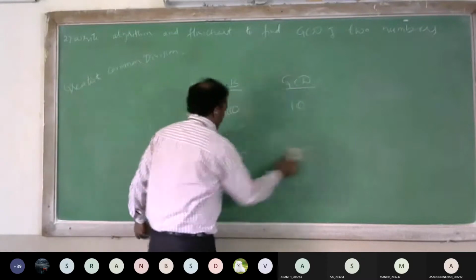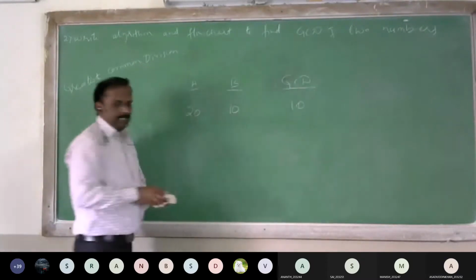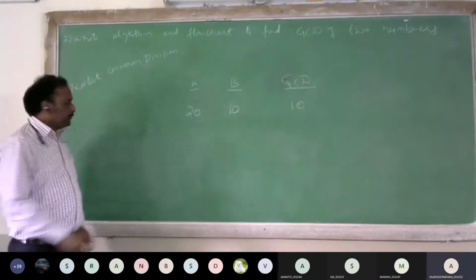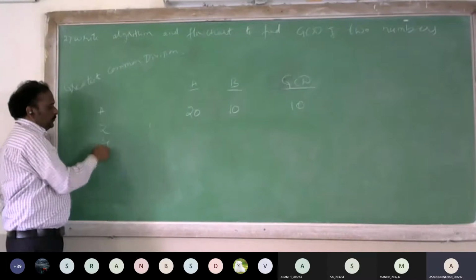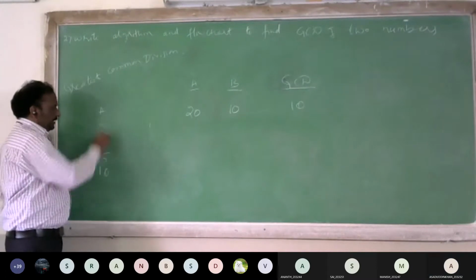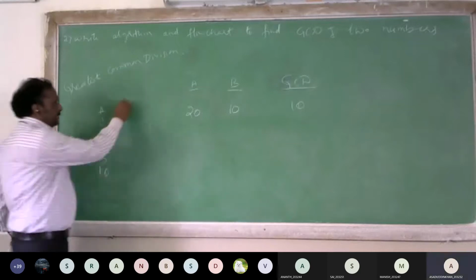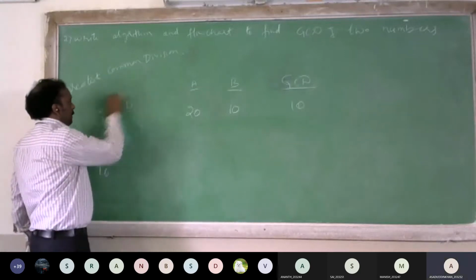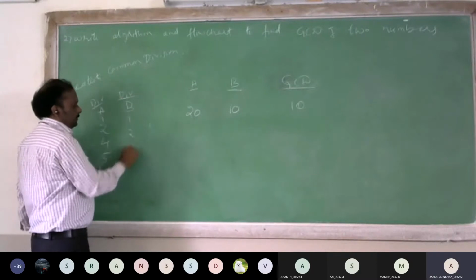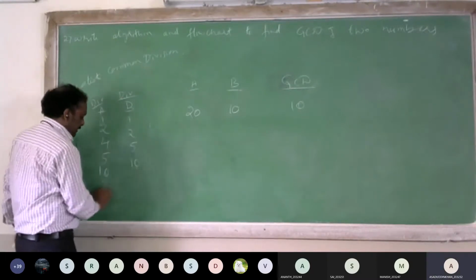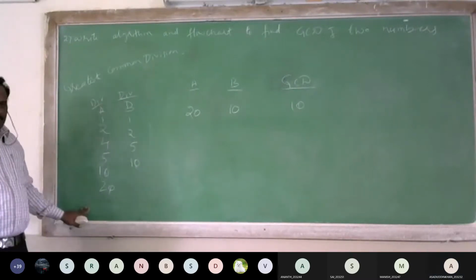Now, how will we get the greatest common divisor? What are the divisors of A, which is 20? 1, 2, 4, 5, 10, 20. These are the divisors, right? What are the divisors of B? 1, 2, 5, 10. These are the divisors of B, and these are the divisors of A.